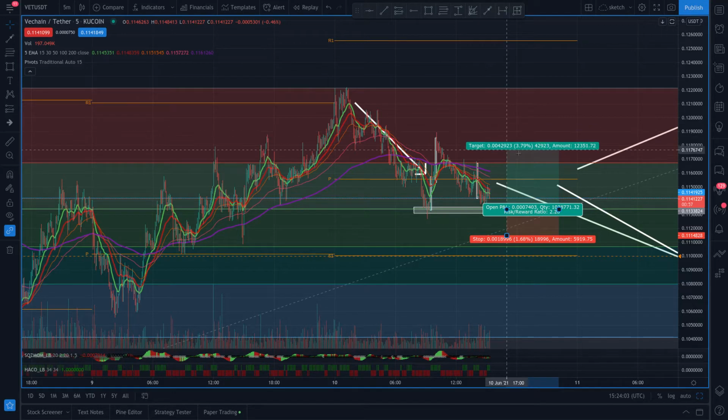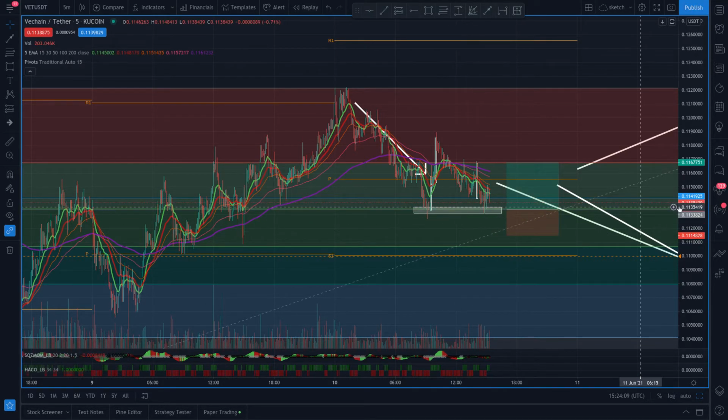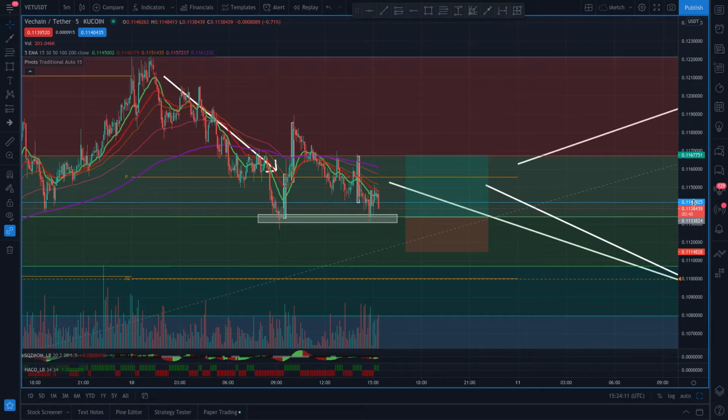Entry here, possibly take profit here or even here if you're there, but I would think here. Let me see. Let's analyze this. All right.